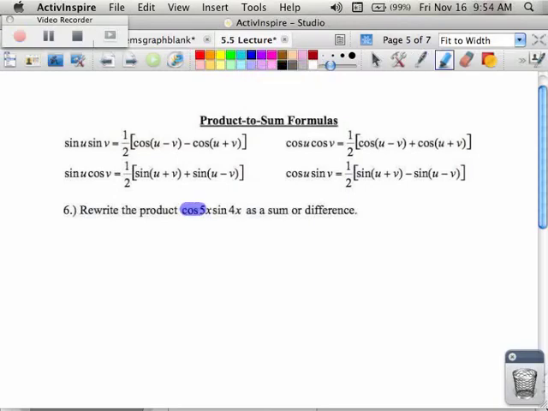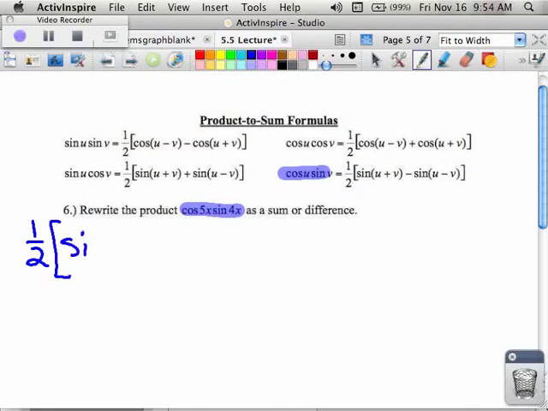What are the two angles? 5x and 4x. Those are the two angles. They're right here. 5x, 4x. And then I have a minus sign. And then I have the sine. And this time I'm going to subtract the two angles. 5x minus 4x. Don't forget the bracket on the end. Of course, you have to simplify this.